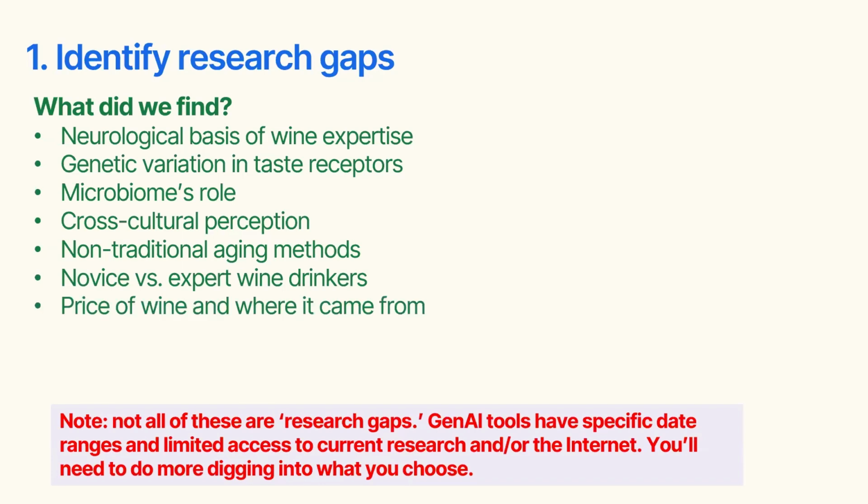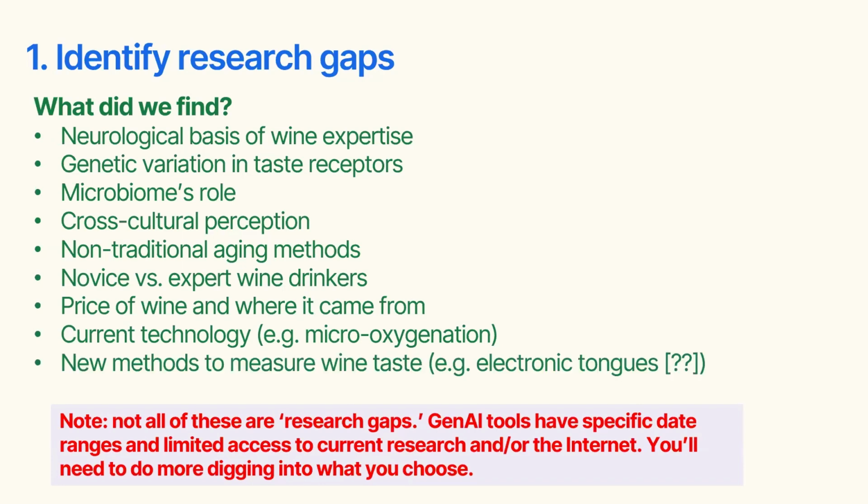Price of wine and where it came from, interesting. Current technology, micro-oxygenation. I've never heard of that, but maybe I'd want to look more into that. New methods to measure wine taste, electronic tongues. I have no idea what that is, but maybe I'm really into technology as a food sciences grad student, and I want to look more into this, right? Electronic tongues, interesting.